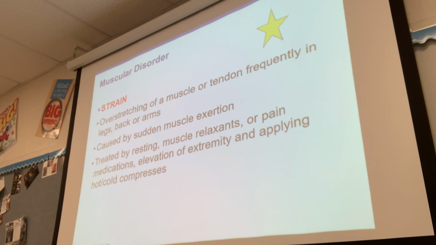So muscle strain is overstretching. You pull that muscle past its point. We can kind of see it on the model here, because remember, this is a sarcomere. The red is representing actin. The blue is representing myosin. It's going to stretch to a certain point, but if you stretch it past that point, that's muscle strain. You've moved it too far.